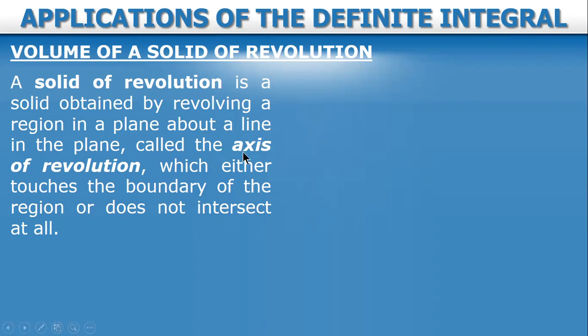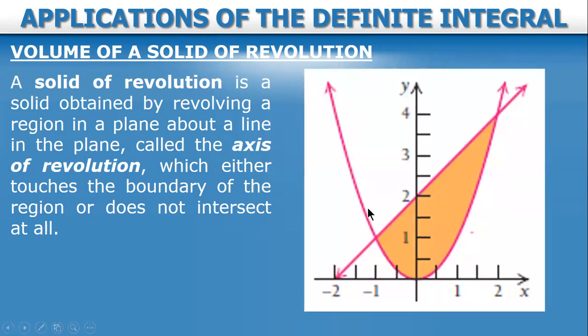So the condition is that the axis of revolution must either touch the boundary of the region or it does not intersect at all. Therefore, you cannot revolve a region about a line which intersects the region. So let me illustrate. Suppose you have this region, bounded area. It's an area bounded by a parabola and a line. Okay. So the boundaries are the points of intersection, 1 and 2, and the vertex.